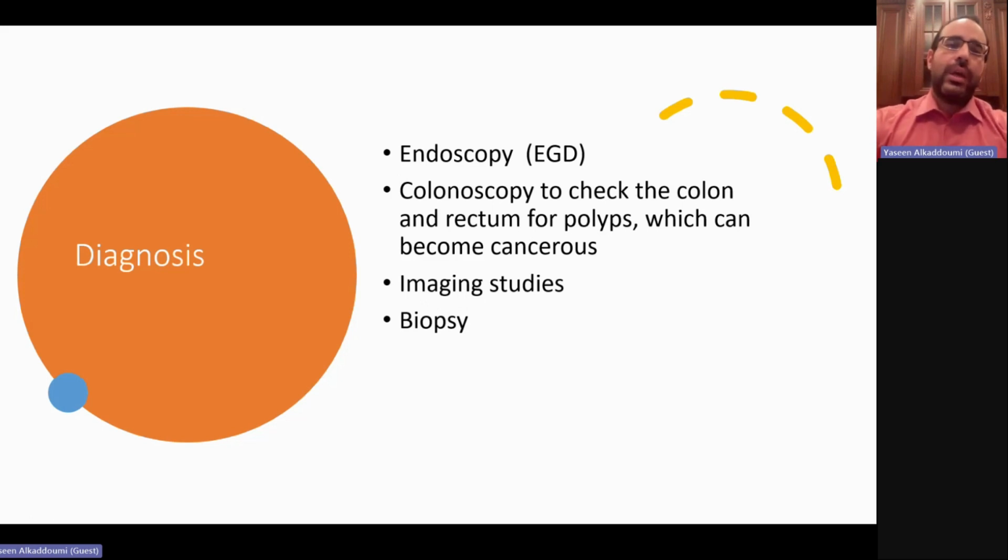How is a GI cancer diagnosed? We have multiple methods to diagnose it. If a patient has gastric cancer or abdominal pain, you can go with a scope, EGD. For a change in bowel function, you do a colonoscopy, you look for colon or rectal cancer, you take biopsies, and you obviously do imaging studies like CT scan to detect if there is any tumor anywhere in the body.